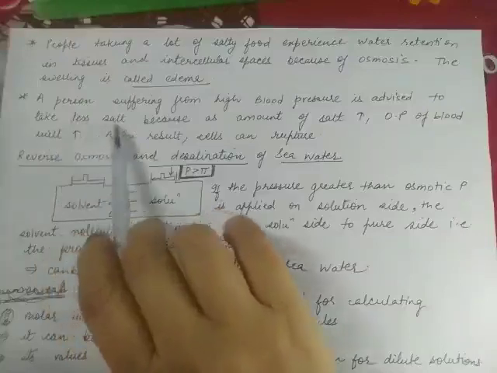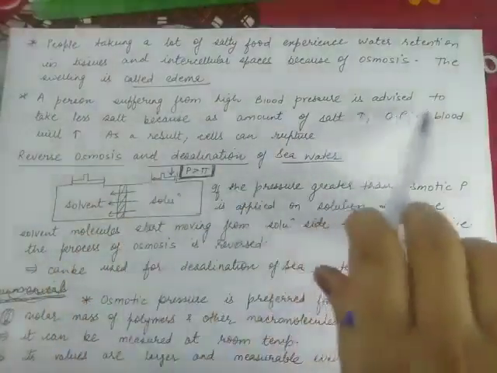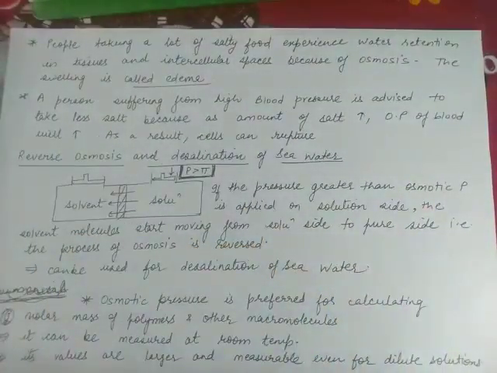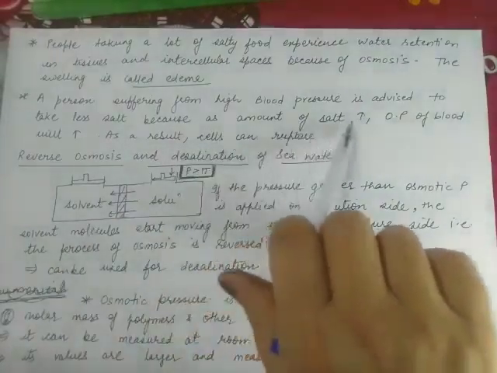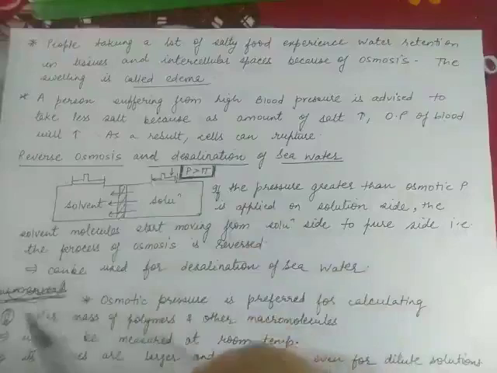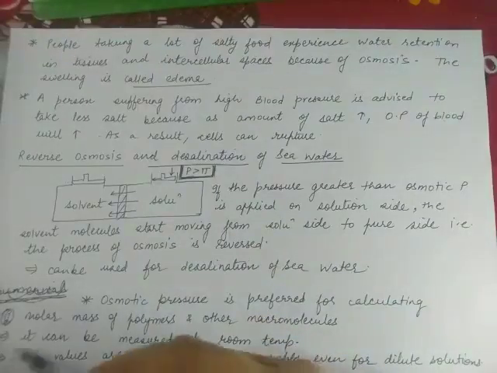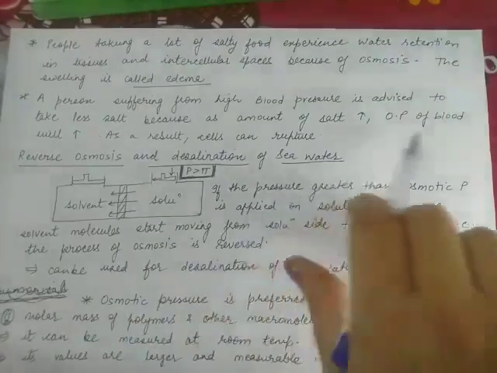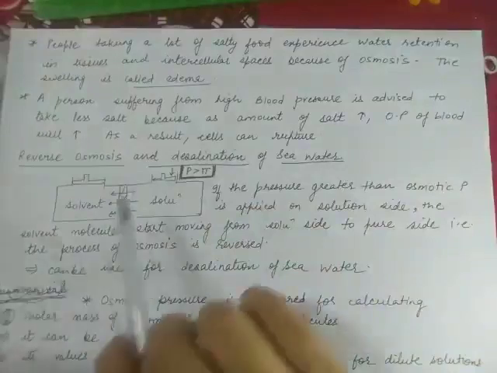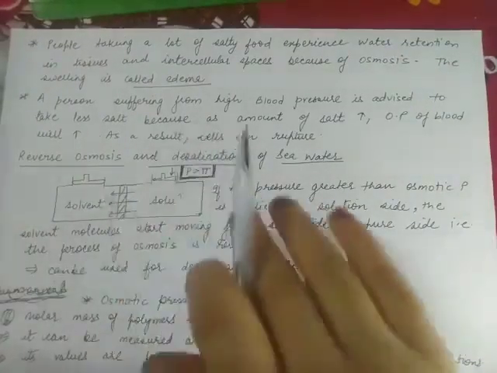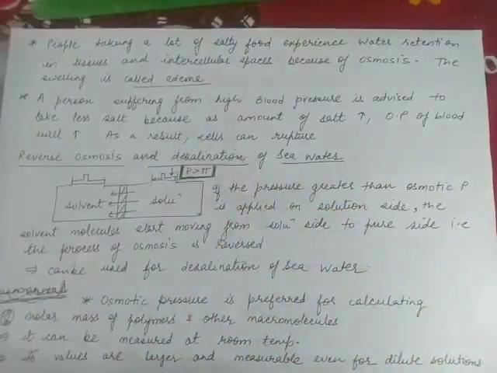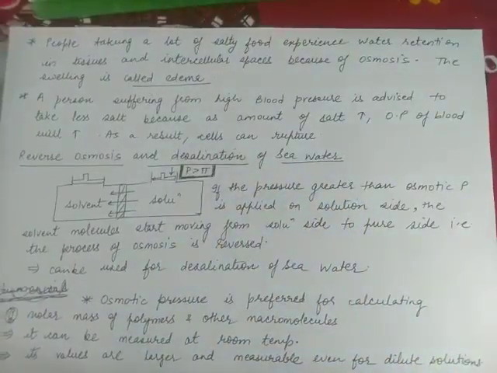A person suffering from high blood pressure is advised to take less salt. Why? Because if you take more salt, what will happen? The concentration of salt will increase. Salt means Na+ and Cl- will increase. And if the concentration of Na+ and Cl- increases, the osmotic pressure of blood will increase. As a result of this, cells can rupture. So these are the phenomena related to osmosis and osmotic pressure.